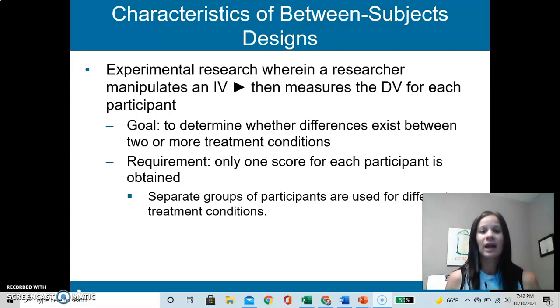exercise, and my two conditions are people who exercise daily and a group that doesn't exercise at all. Those are my two conditions of my IV. So I would have two separate groups. One group that I would ask to exercise daily, and obviously I'd give them more information on what they need to do, and the other group that would not exercise at all. So here in my between subjects design, there's only one score obtained from each, and they're independent groups.